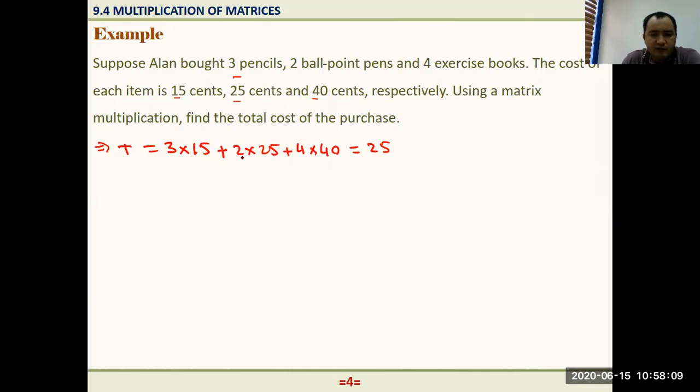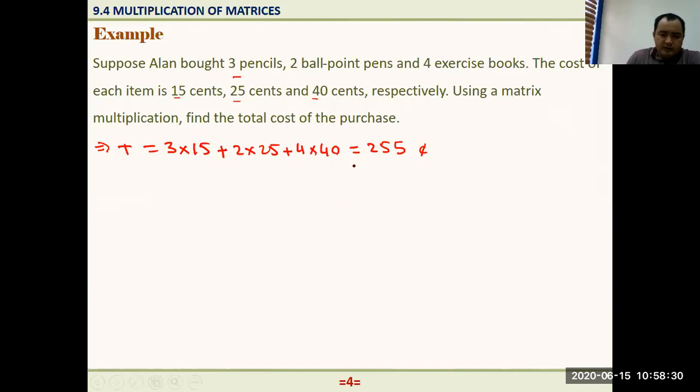So 45 plus 50 is 95, and 4 times 40 is 160. Here we have 160, right? 95 plus 160 is 255 cents. So you pay this much.